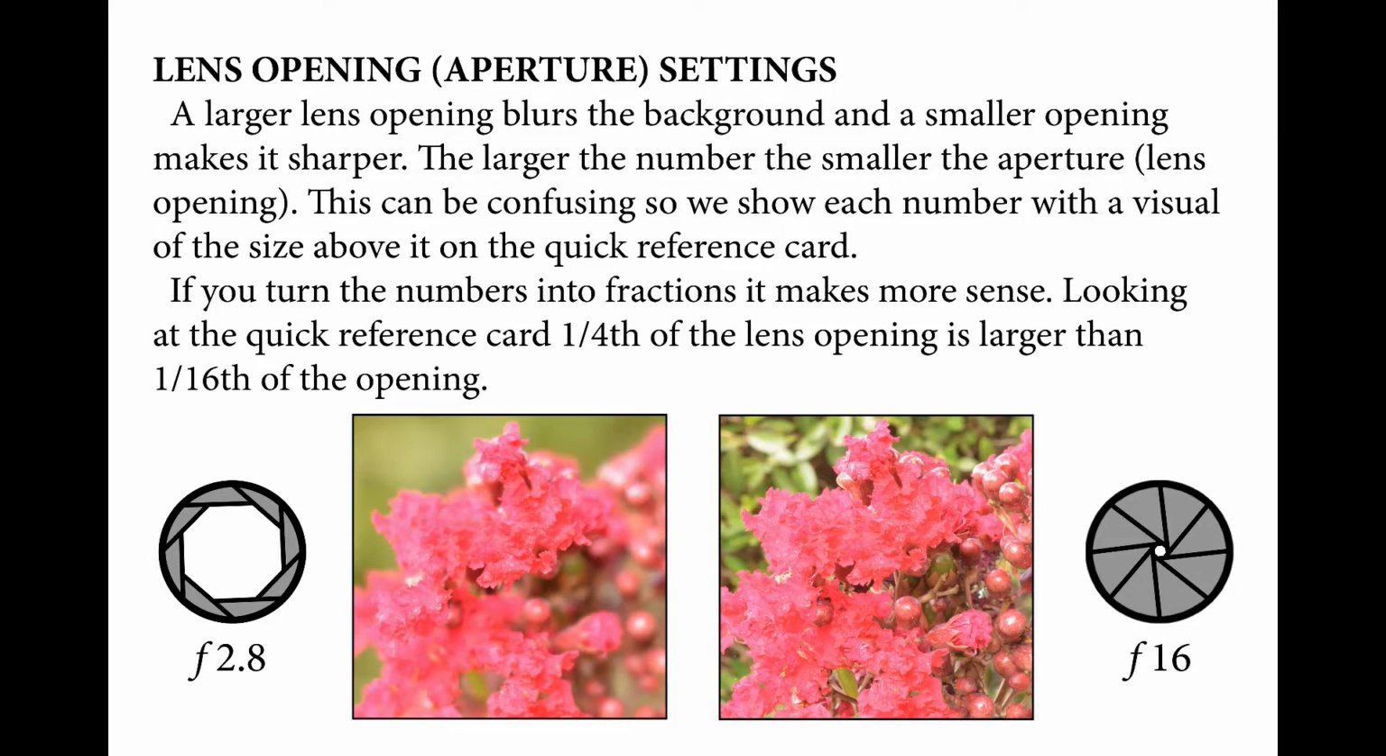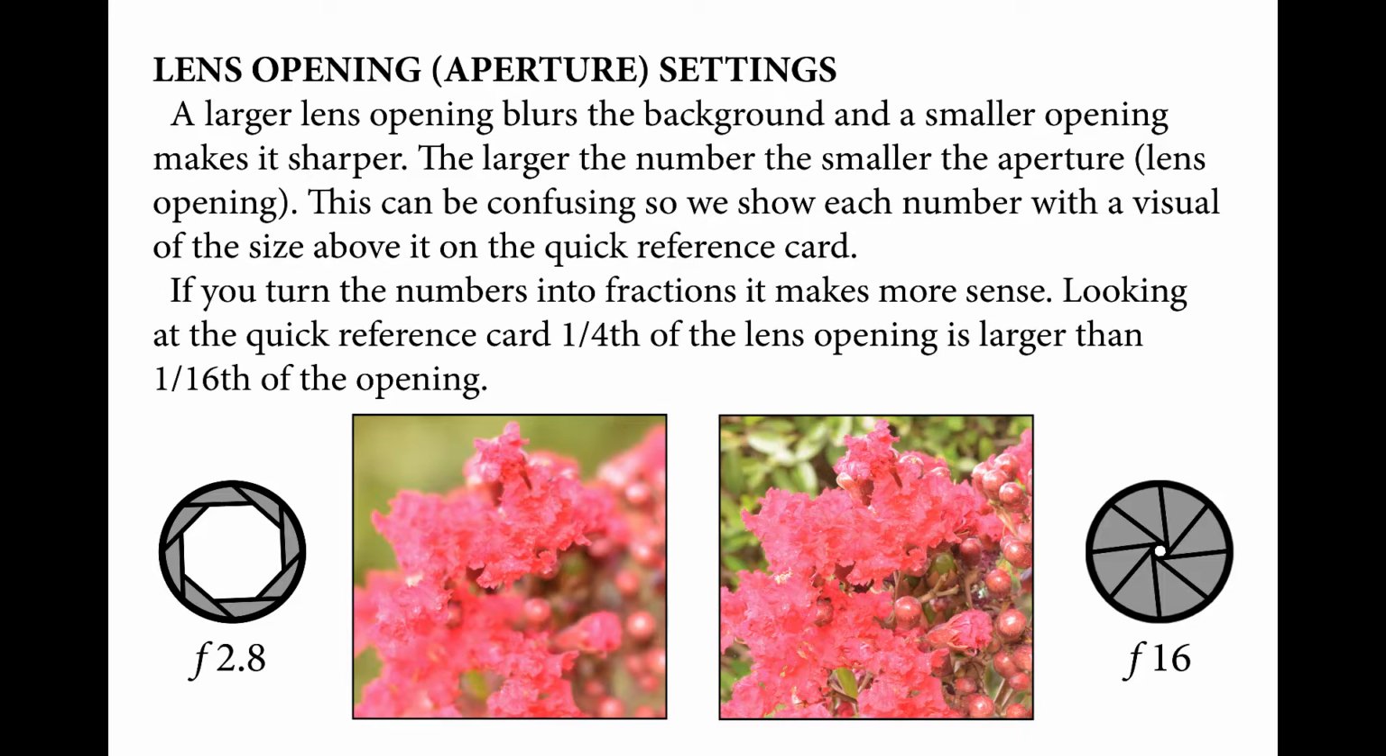The lens opening aperture settings explanation page is a written explanation of lens openings as well as an illustration of how they work. A larger lens opening blurs the background and a smaller opening makes it sharper. The larger the number, the smaller the aperture or lens opening. This can be confusing, so we show each number with the visual of the size above it on the quick reference card. If you turn the numbers into fractions, it makes more sense.